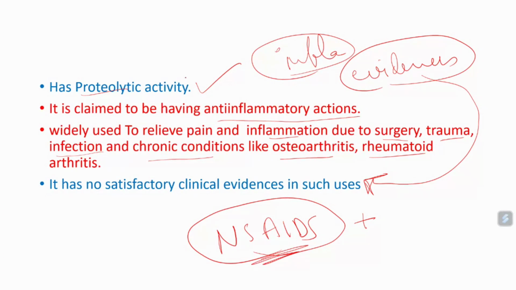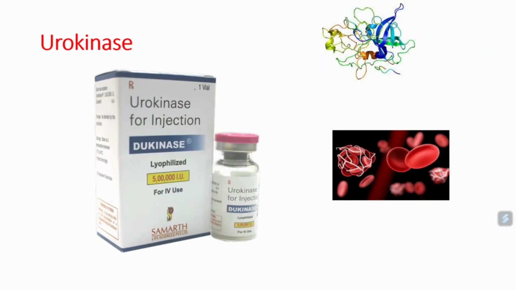It has proteolytic activity and anti-inflammatory activity, and these two activities are just claimed. However, it is widely used, and many people have satisfactory benefit. It is used in hospitals. So this is about Serratiopeptidase, and next we'll discuss urokinase.